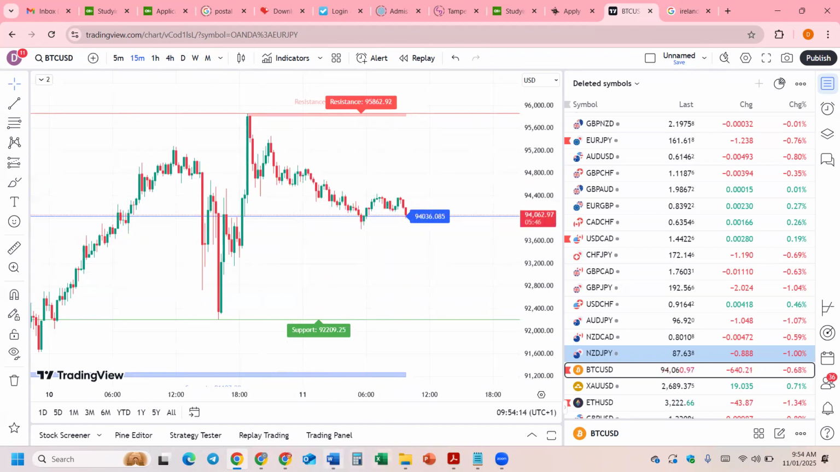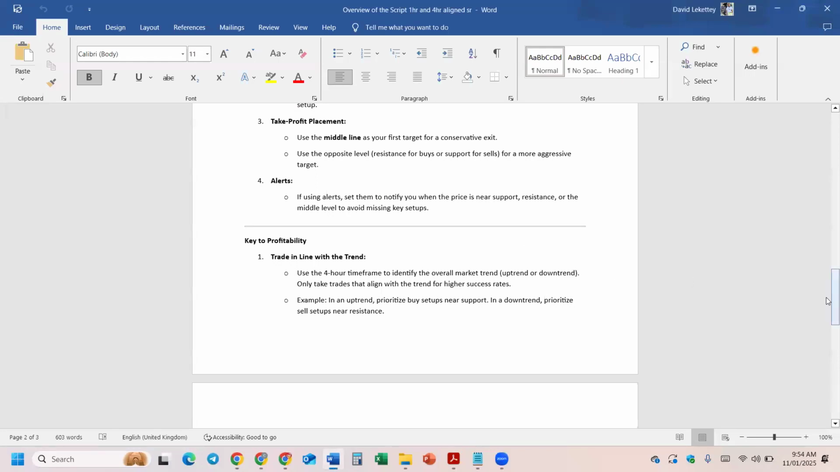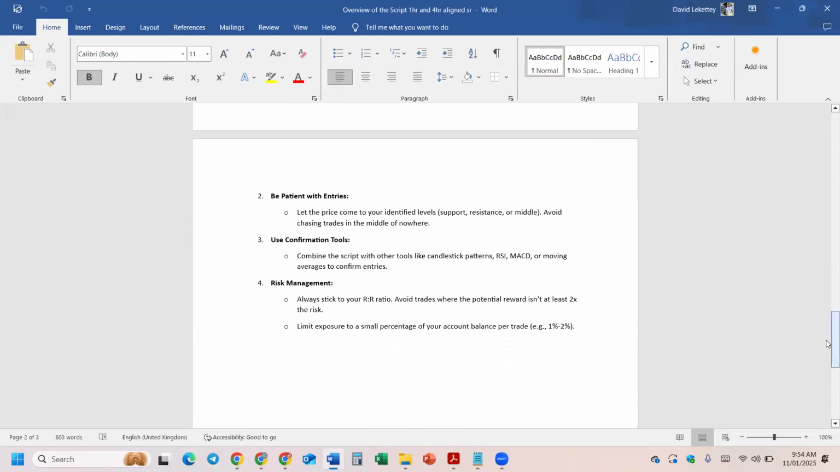So you can see, guys, be patient with the entries. Let the price come to your identified level, support, resistance, or middle. Avoid chasing trades in the middle of nowhere. You have to be patient with your entries, with your trade, with your setup. Allow the trade to get to you. Don't chase after trades. Allow them to get to you.